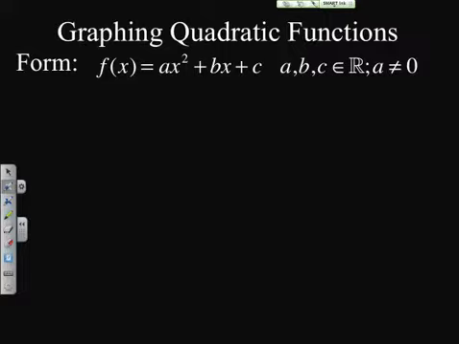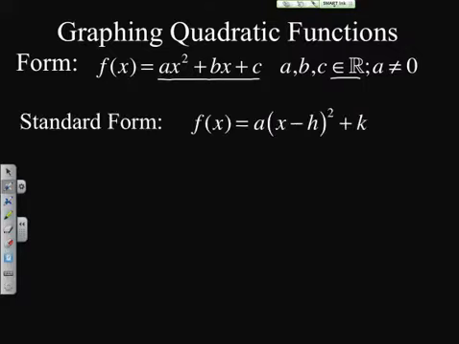That's what this symbol right here means, element of the real numbers, and a is not 0, because if a is 0, this first term would disappear and it would just be linear. We've seen this before because we used that when we were solving quadratic equations. So the form that we'd like to see it in is called standard form or vertex form. The one up here is general form.